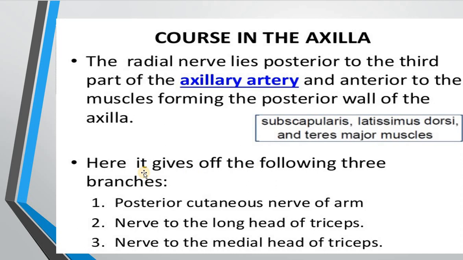Posterior cutaneous nerve of the arm, nerve to the long head of triceps and nerve to the medial head of triceps. So we can say it supplies sensation to the skin of the posterior side of the arm and also supplies the extensor of the elbow, that is the triceps muscle.